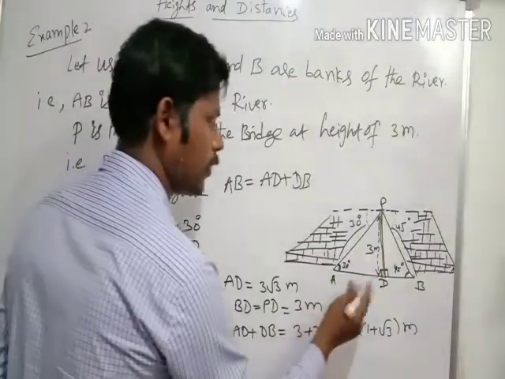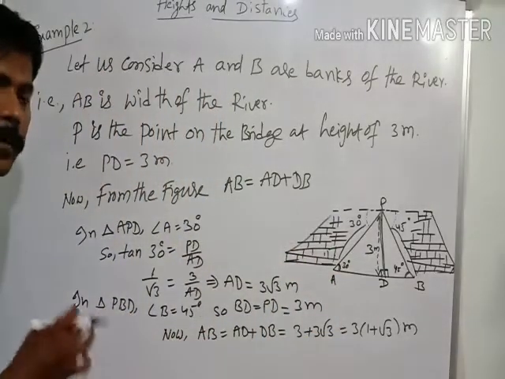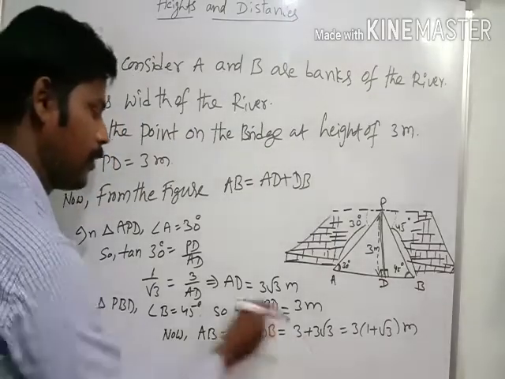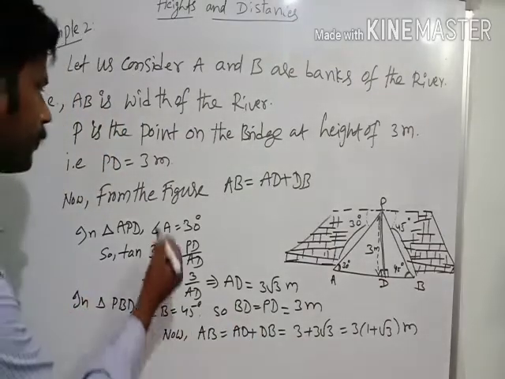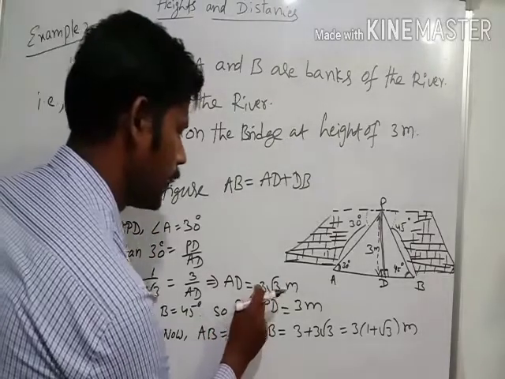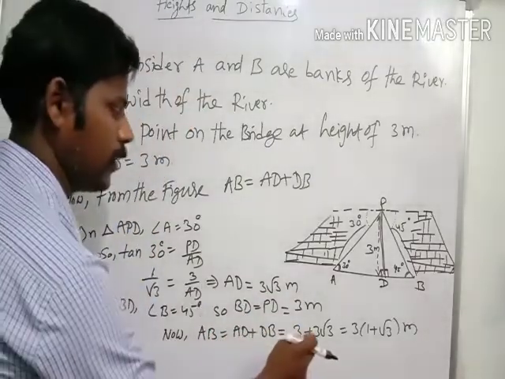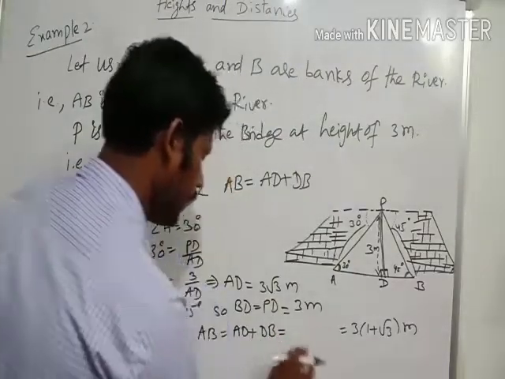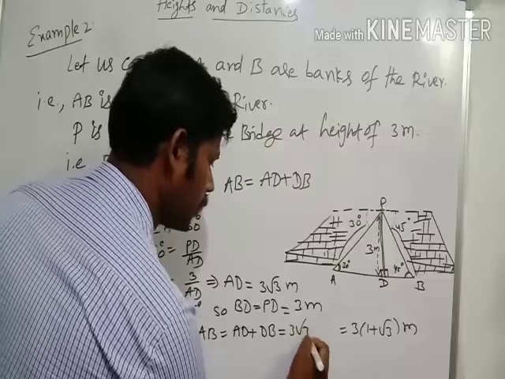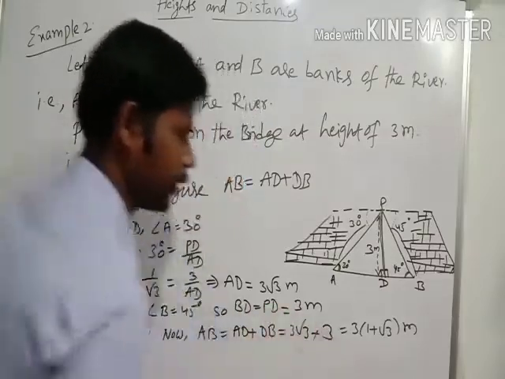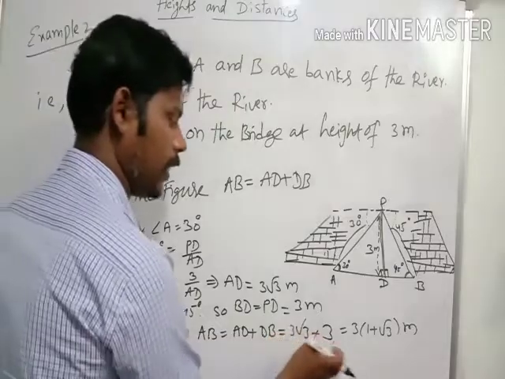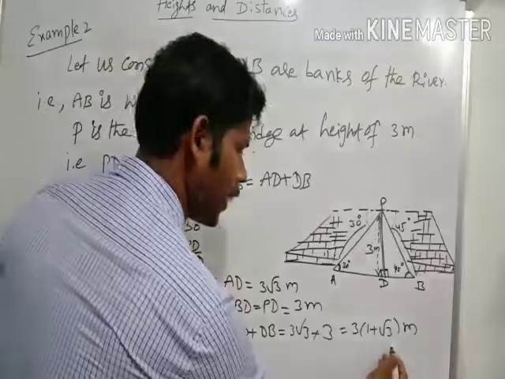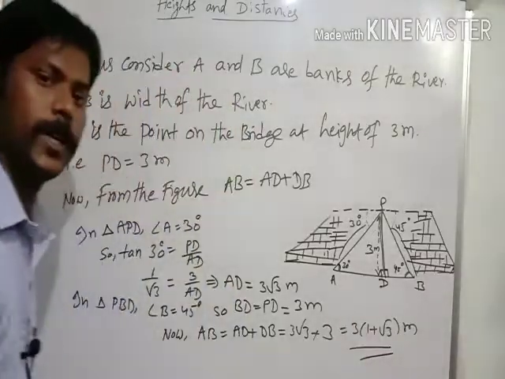But actually we want the width of the river. The width of the river is nothing but AD plus DB. We already have the AD value. AD equals 3 root 3, plus DB, which is 3. Otherwise you can interchange the values: AD is 3 root 3, BD is 3 meters. What is common? 3 is common. Taking 3 common, you can write 3 times (1 plus root 3) or (root 3 plus 1). So this is the width of the river.